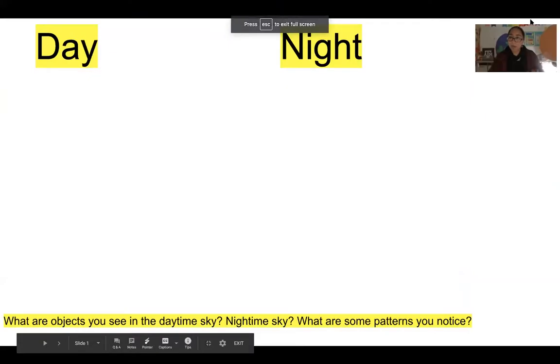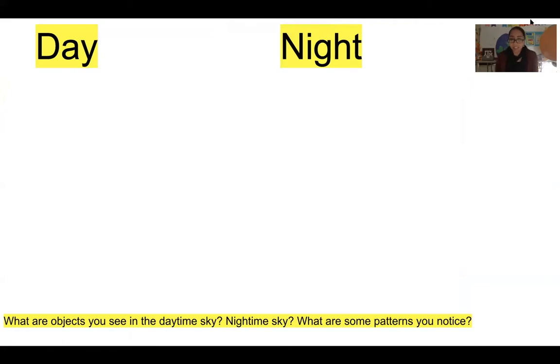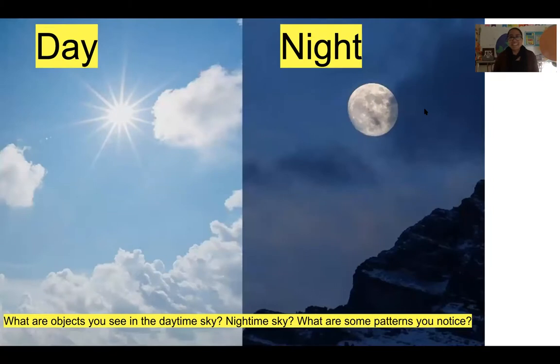So I have a couple of quick questions for you. I want you to think about what are some objects that you might see in the daytime sky, and what are some objects you might see in the nighttime sky, and then think about what are some patterns that you notice as the day progresses. Hopefully you're thinking of the movement of the sun, maybe the way the shadows change. And then, of course, we already know what day and night looks like.